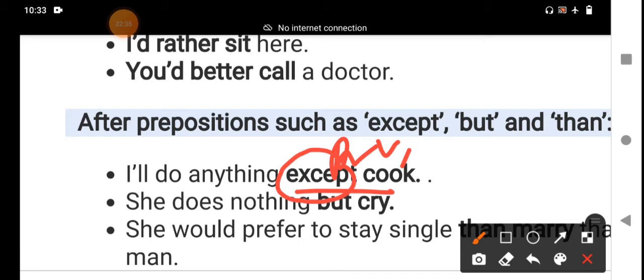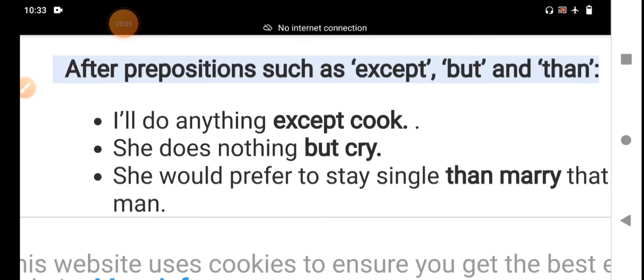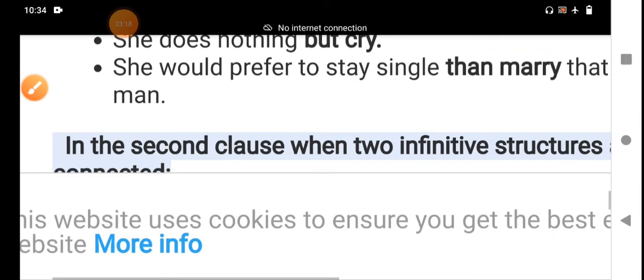She does nothing but cry. But is a preposition, and cry is the bare infinitive, a verb, V1. She would prefer to stay single than marry that man. Here than is not a conjunction. It is a preposition plus V1, the bare infinitive. Than plus bare infinitive. These are the examples of the bare infinitive.